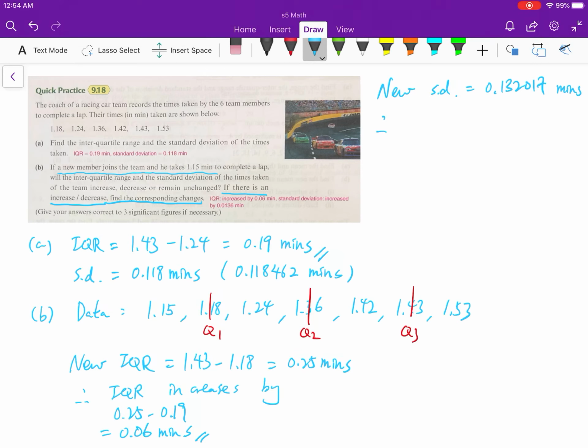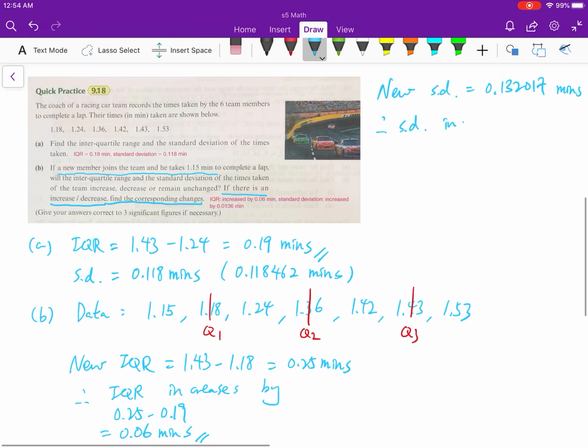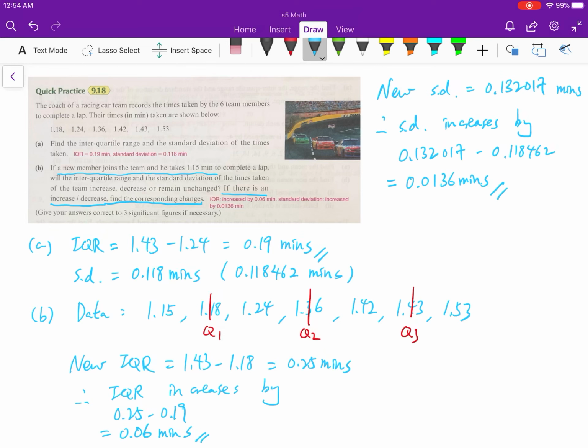So the new SD is 0.132017. Compared with the previous one, it is increased again. So we answer similarly to the IQR. The SD increased by 0.132017 minus 0.118462. Here we need to keep more digits, otherwise you will not get the answer in 3 significant figures in part B. And then finally you will get this answer.